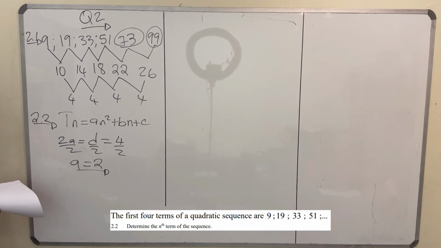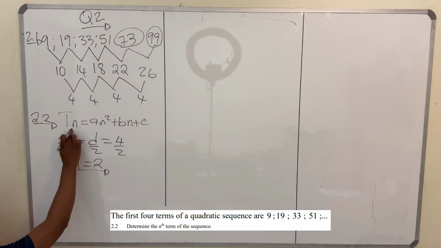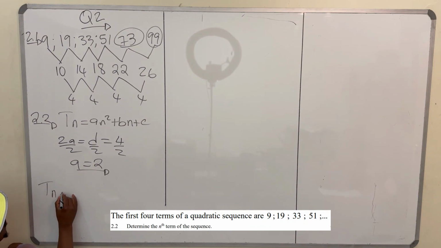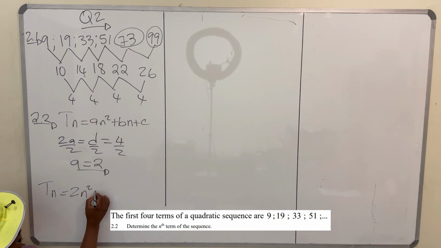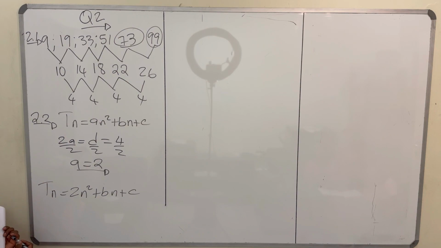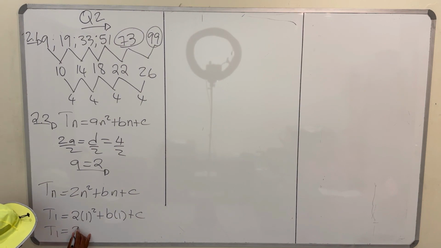Once you have this, you say, okay, on this Tn of mine, I only have a. Tn is equal to an squared, but a is equal to 2. So 2n squared plus bn plus c. So you're missing b and c. You say, okay, my term 1 is equal to 2 into 1 squared plus b into 1 plus c. So your term 1 is equal to 2 plus B plus C.